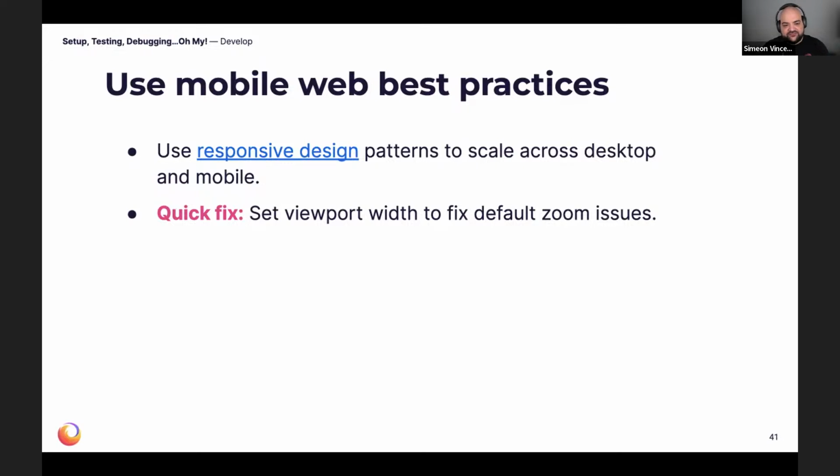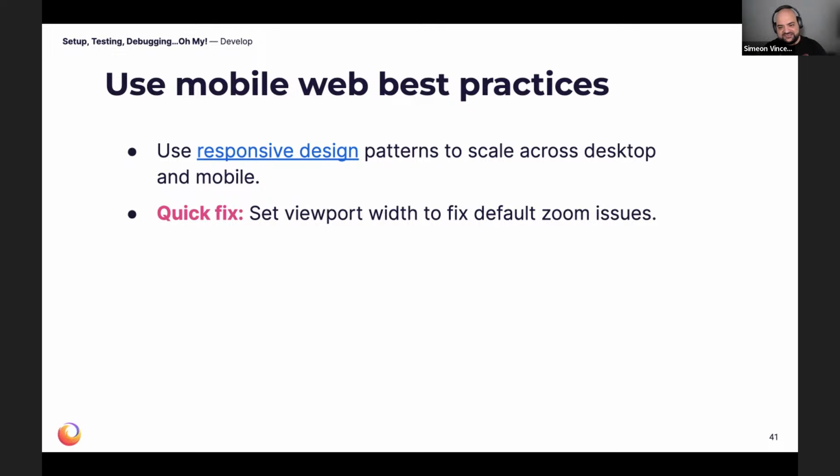More generally, when developing an extension, we're strongly encouraging you to use best practices for mobile web development. One of the most common issues that developers encounter when they first bring their extensions over to Android is that the extension's action pop-up will render as a very, very small zoomed out window. That's just a web development 101 problem, so it's super easy to fix.